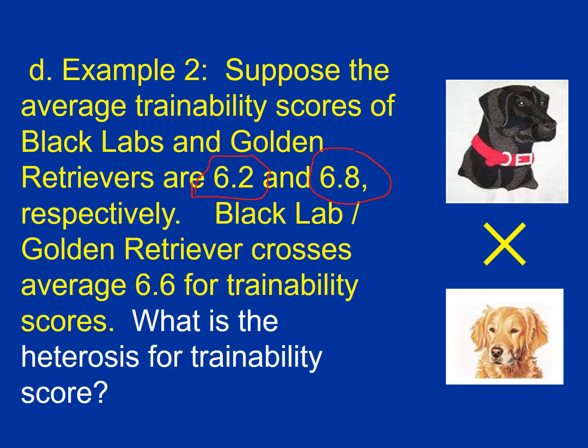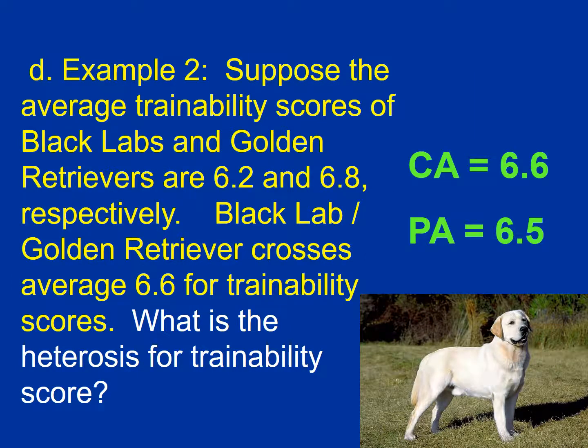Well, we may want to crossbreed our dogs, and on average crossbred dogs tend to be a little healthier. I wouldn't expect much difference on trainability. And so we find that in our situation, the crossbred average is 6.6, which is close to the average of our two breeds that we started with. So what is the heterosis for trainability score? It looks like we have a small amount, but not a lot. The crossbred average is 6.6, parent average 6.5.